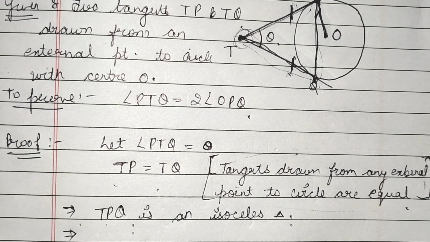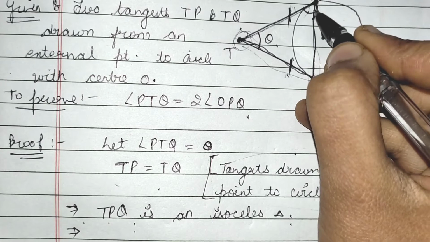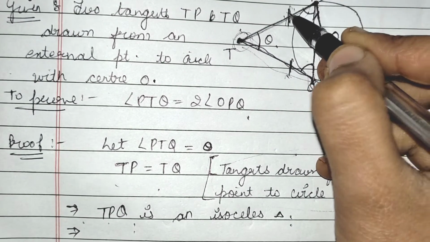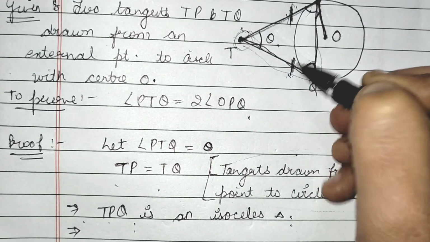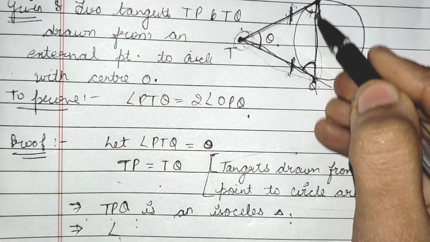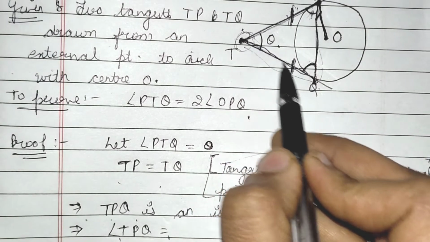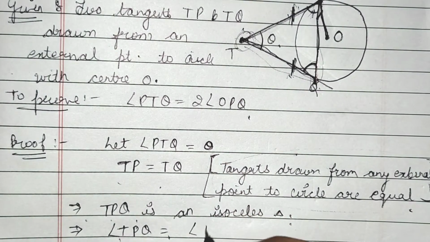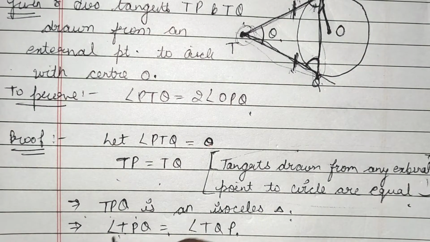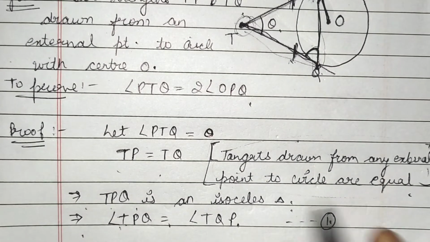So again we will use another property of isosceles triangle, which says that angles opposite to the equal sides are also equal. So opposite to this side is this angle and opposite to this side is this angle, right? So that means angle TPQ is equal to angle TQP, right? Because of isosceles triangle. Okay, so let us suppose this is my equation number 1, right?